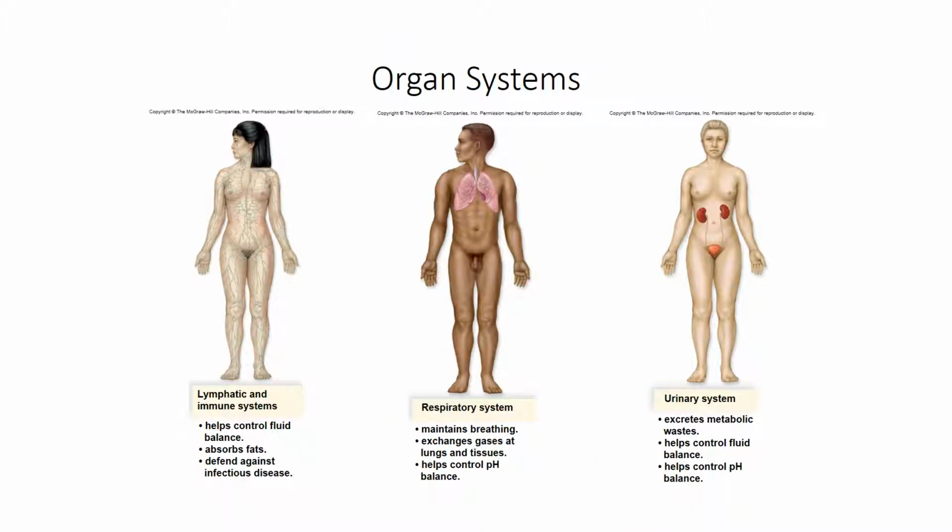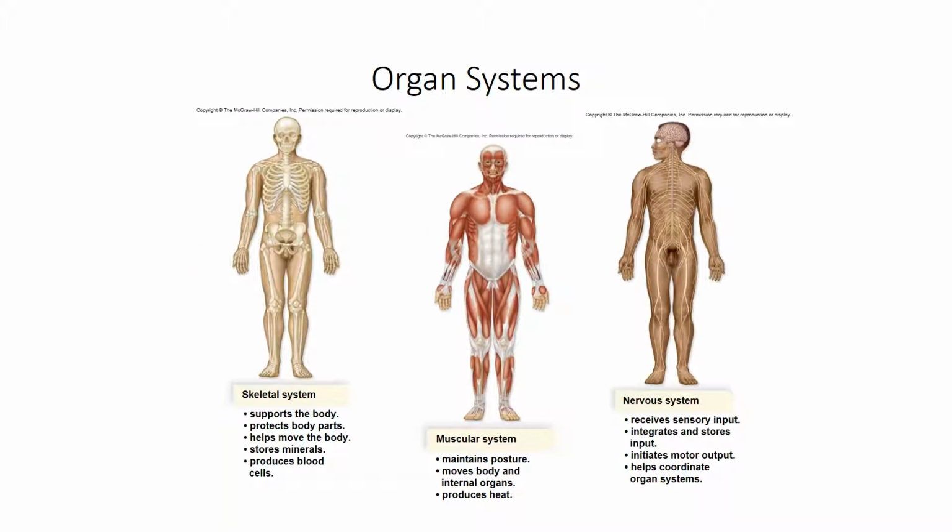Now, lymphatic is very important for immunity and fluid balance. Your respiratory system is very important for gas exchange, okay, and helping us breathe. Urinary system mainly deals with waste, pH balance, water balance. Your skeletal system is very important for structure and also helping us move. And likewise, the muscular system also works with your skeletal system for movement and helping us stand up straight and helping us keep our body temperature nice and stable. Okay, it does produce heat.